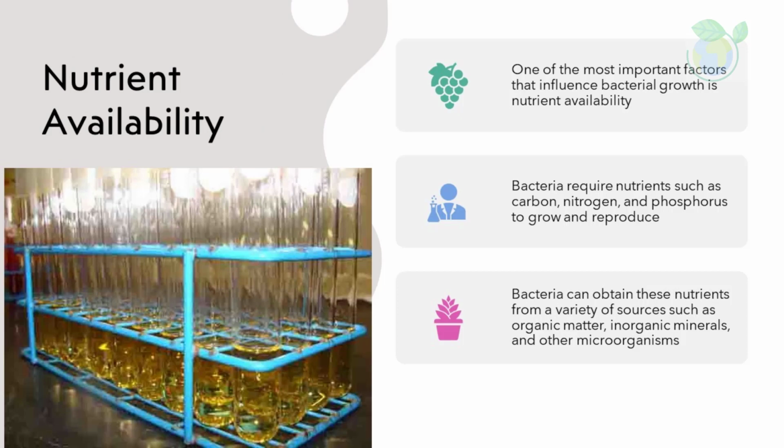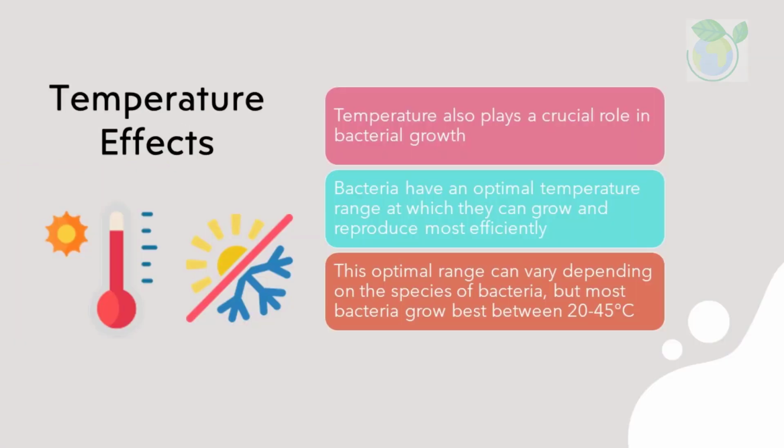Nutrient availability. One of the most important factors that influence bacterial growth is nutrient availability. Bacteria require nutrients such as carbon, nitrogen, and phosphorus to grow and reproduce. Without these nutrients, bacterial growth will be limited or completely halted. Bacteria can obtain these nutrients from a variety of sources such as organic matter, inorganic minerals, and other microorganisms.